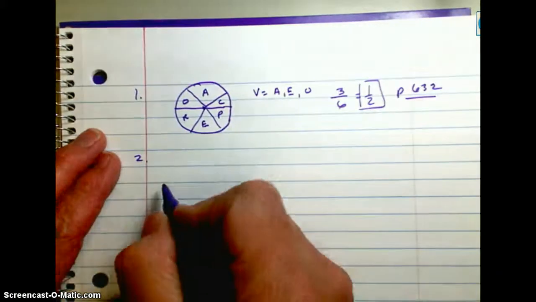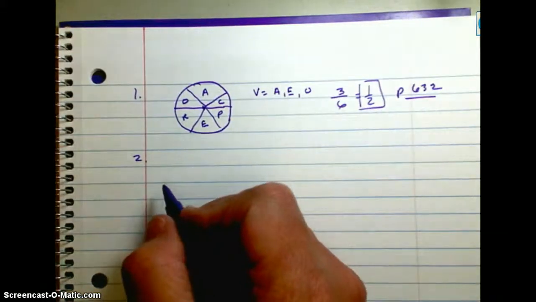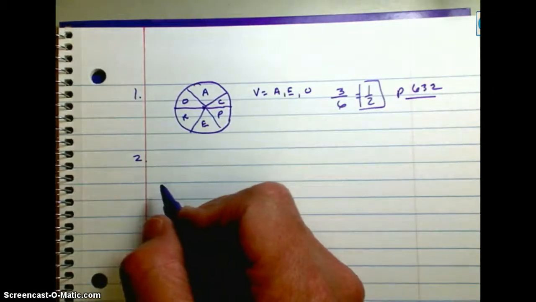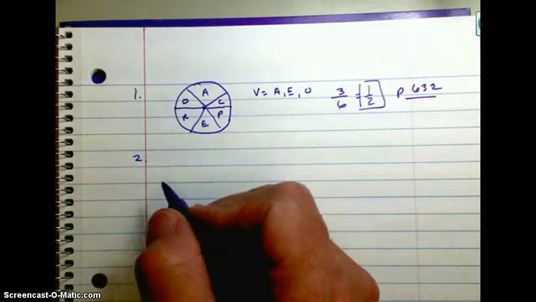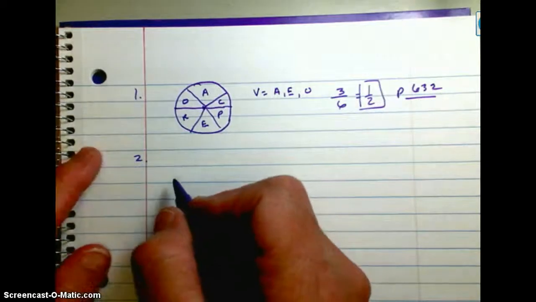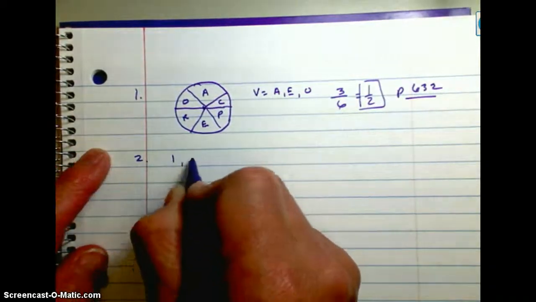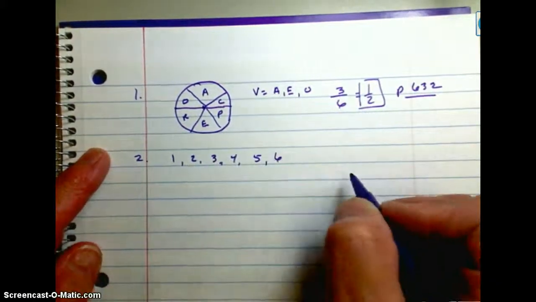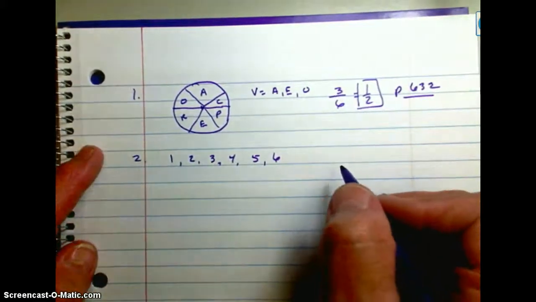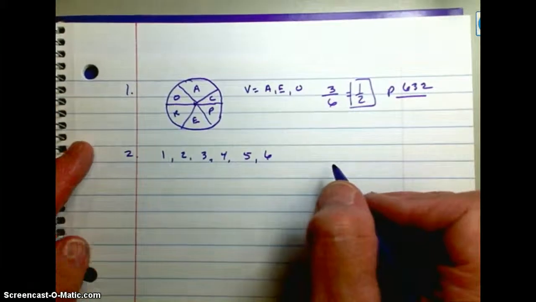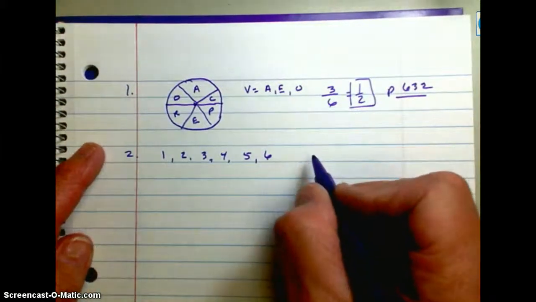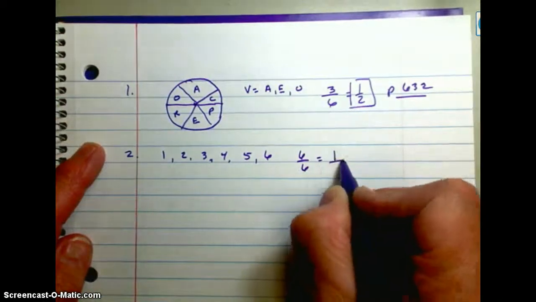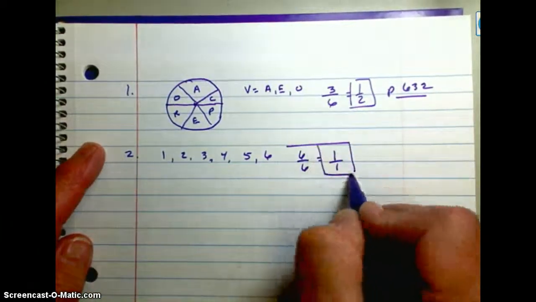Let's go to example number 2. Let's say we have a dice, and we want to know what the chances are of rolling an integer, or a number, on our number cube. Well, we could roll a 1, a 2, a 3, a 4, a 5, or a 6. So it's pretty certain that we're going to roll an integer. And so the chances of rolling an integer are 6 out of 6, or 1 out of 1. So that would be our final answer.